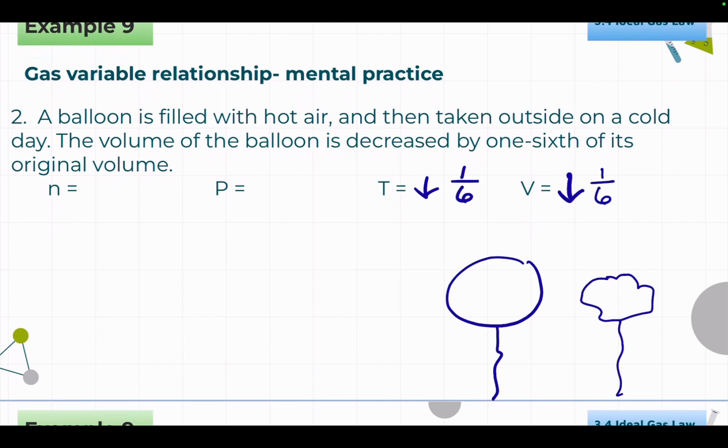When you take a balloon from outside to inside and vice versa, you can assume that the pressure is constant. There isn't much of a pressure change between inside and outside. And then also you would assume that the balloon isn't leaking, so the moles of the gas in the balloon are constant.